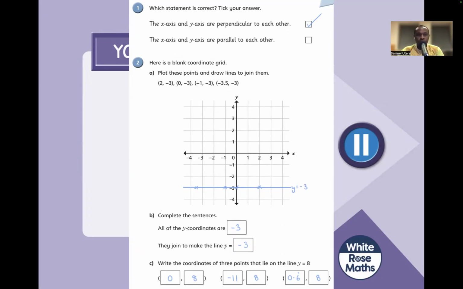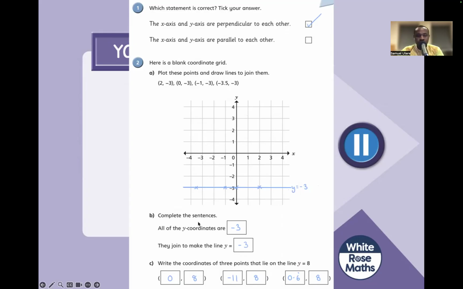Here is a blank coordinate grid. You were asked to plot these points and draw lines to join them. Well, when you plot these points, what do you notice? Y is always -3. So we're just going to say y is equal to -3. We call this the equation of this line.